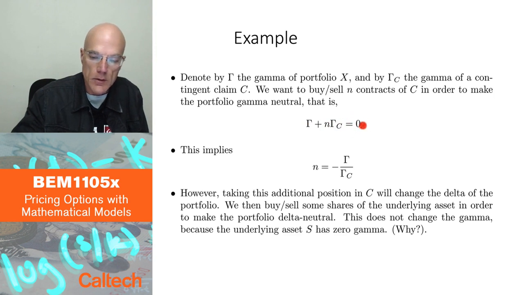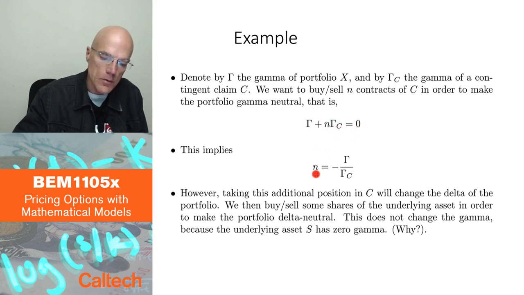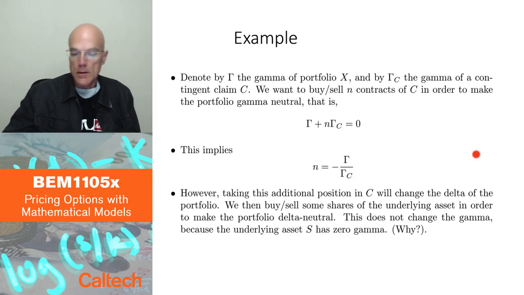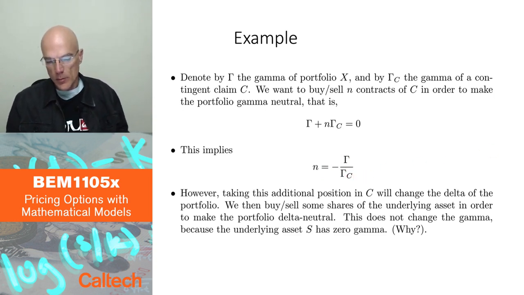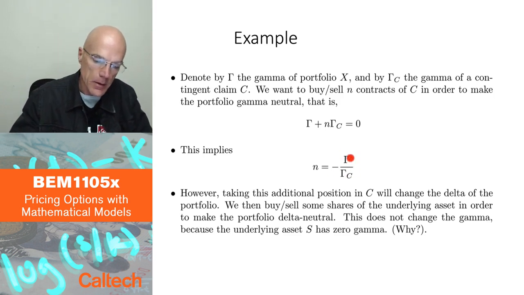So let's say you want that to be equal to 0. You want to completely kill the convexity or concavity of your portfolio. You want the gamma to be equal to 0. Well, that means that original gamma plus n times gamma of the claim should be 0. That gives you the number of shares or units of the claim that you will have to buy or sell, which is equal to minus original gamma over the gamma of the claim. And if this is positive, you buy. If this is negative, you sell that claim in whatever this number is, number of units.